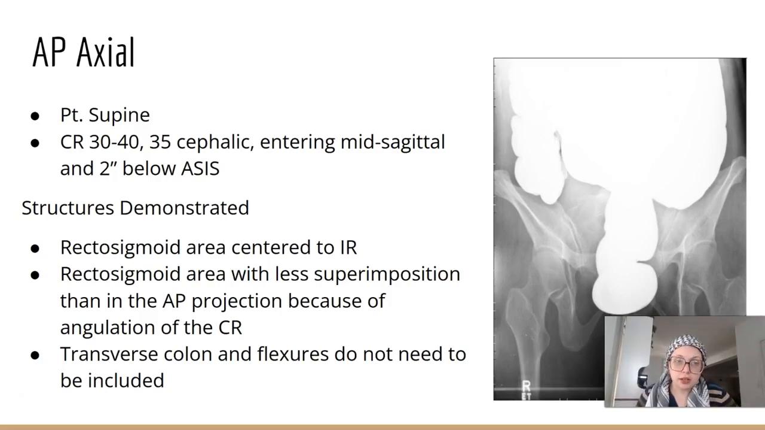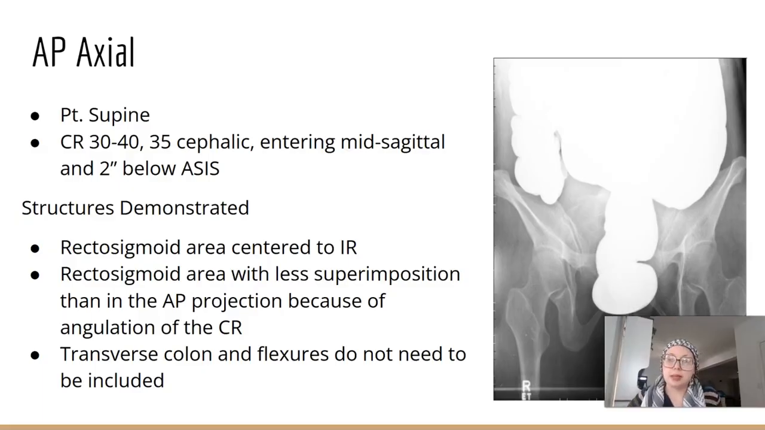Structures demonstrated are the rectosigmoid area centered to the IR, the rectosigmoid area with less superposition than in the AP projection because of the angulation of the CR. The transverse colon and the flexures do not need to be included.